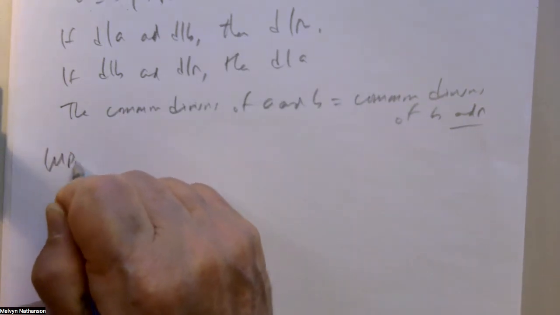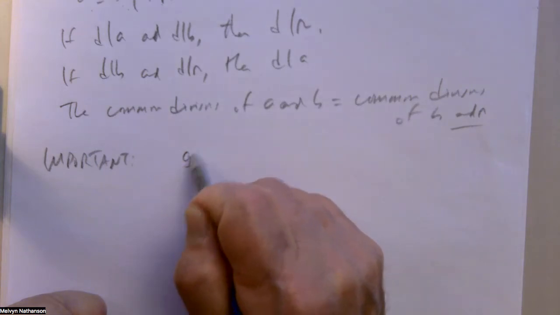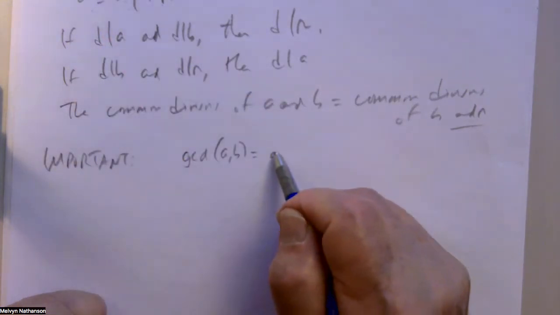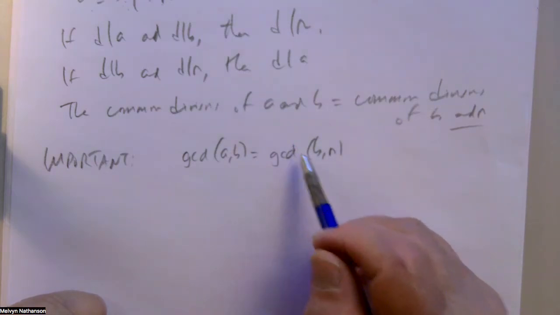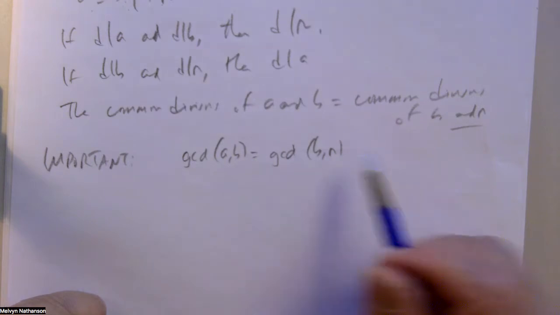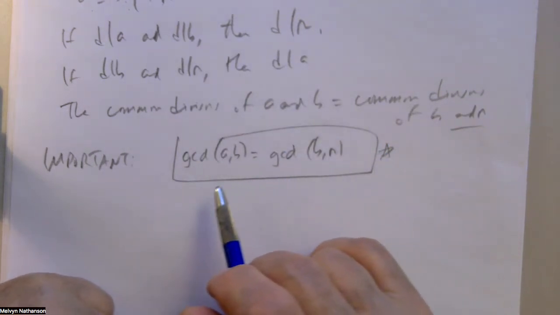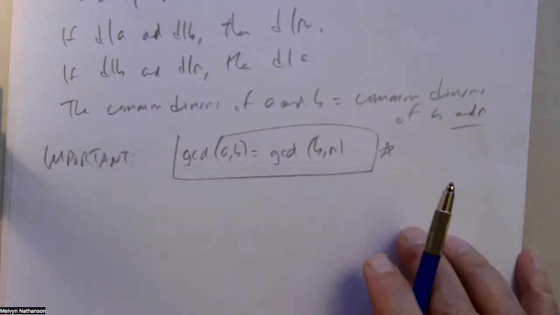So we have the following very important observation. The greatest common divisor of A and B is the same as the greatest common divisor of B and R. And R is the remainder obtained by dividing A by B. This is really very important.